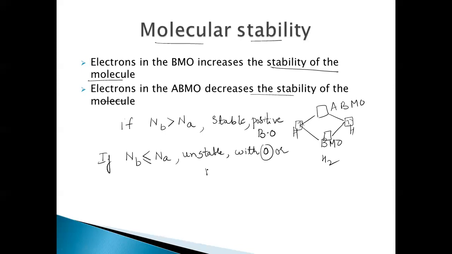The zero or negative bond order. So the molecule will be formed in such a way that always the number of electrons in the bonding molecular orbitals will be more than the number of electrons in the anti-bonding molecular orbitals, because it results in the stability of the system. Otherwise, a molecule will not be formed. There is no point in forming a molecule.